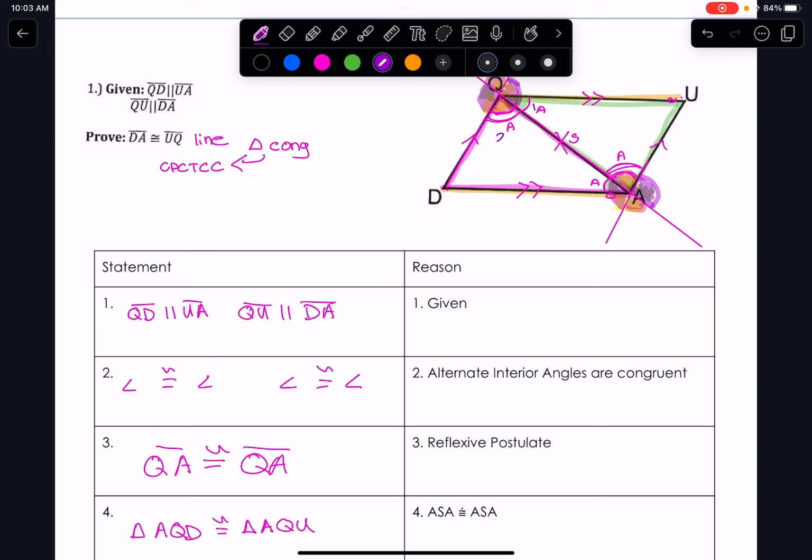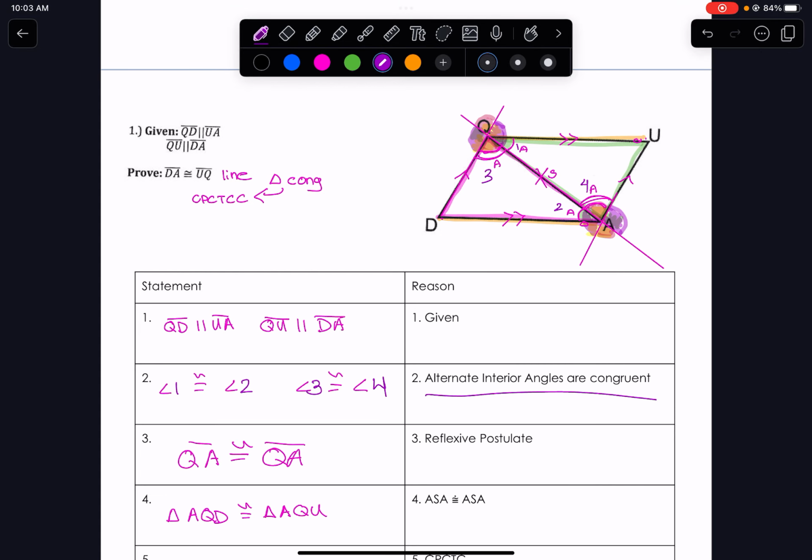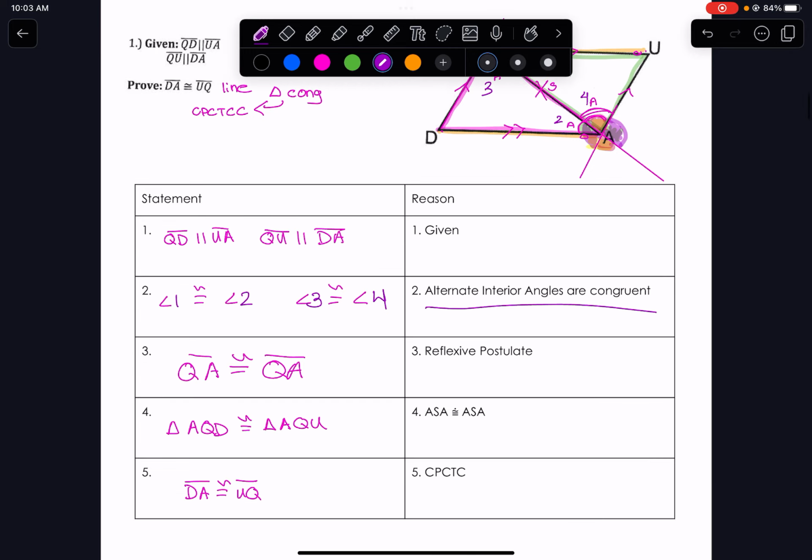Now if I go through and label these 1, 2, 3, and 4, I'm able to say that angle 1 is congruent to angle 2 and angle 3 is congruent to angle 4 because alternate interior angles are congruent. Because I have parallel lines, I know alternate interior angles are congruent. And that's pretty much it.